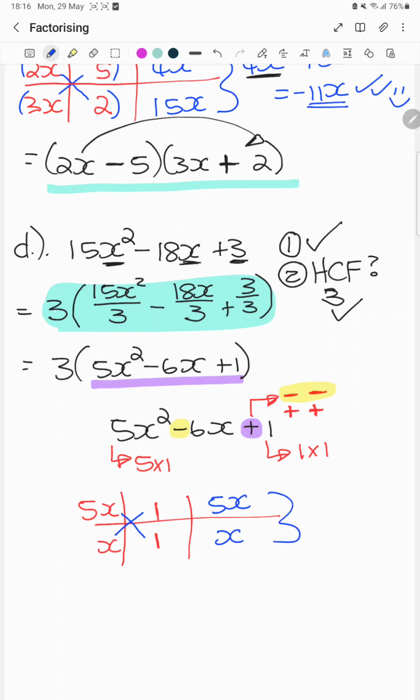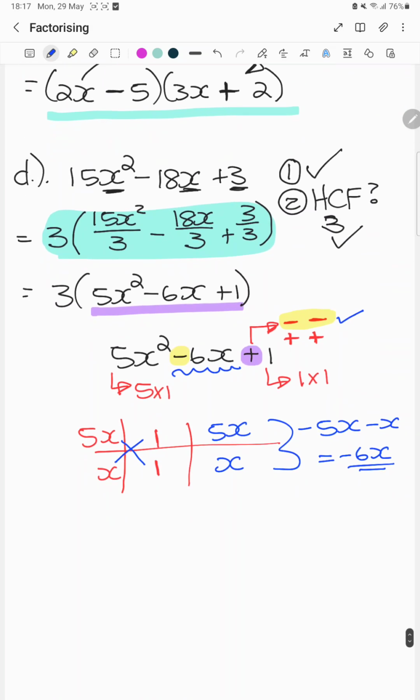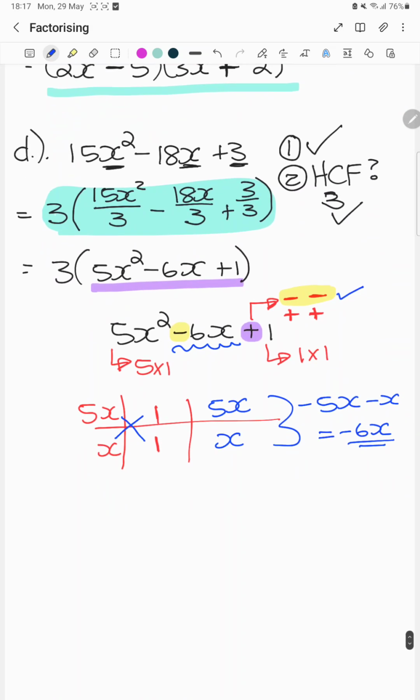Now let's go and see if this combination will work. Remember, both signs have to be negative. So we're going to say negative 5x, negative 1x, which gives me negative 6x. What was I looking for? I was in fact looking for a negative 6x. So I know that this combination is correct.